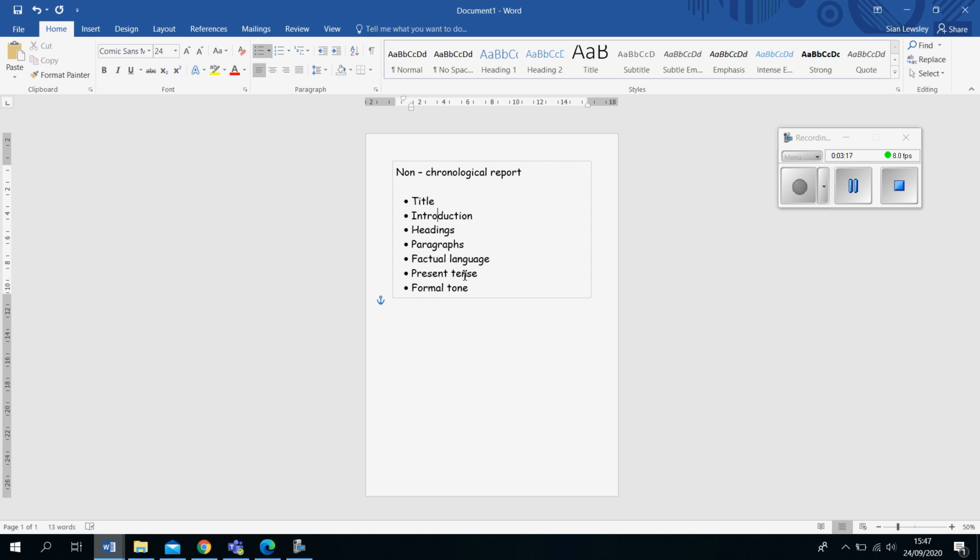It's not a fact. Non-chronological reports are written in the present tense because they're telling us about something that is happening now. It's telling us about sharks that we know. And then a formal tone. That means that it's not like we're talking to our friends. It's as if we were presenting our report to the Queen.